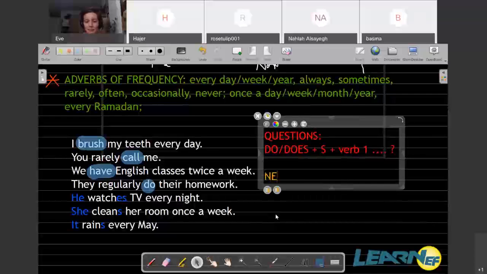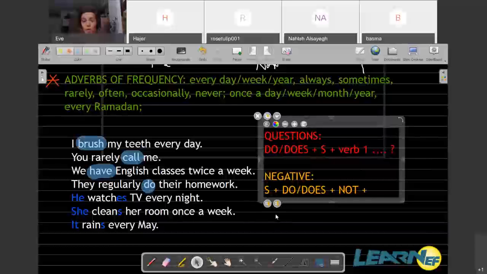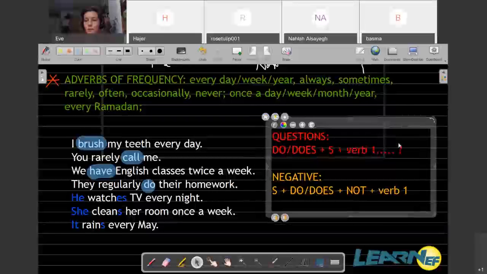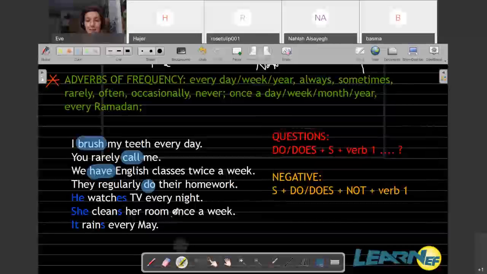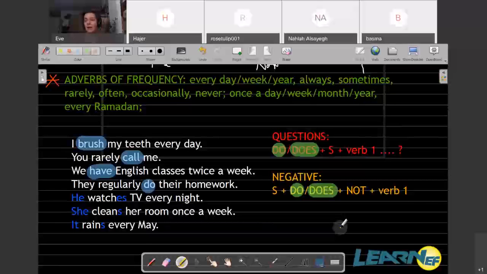While negative sentences are made with subject, do or does, again the auxiliary verb, then not, or doesn't, don't, and verb one. Okay, so this do or does is used only in present simple. That's why it's called an auxiliary verb. Whenever you see it, you know that we are using present simple, because you will see later on that in the past we use did, and in others we use other auxiliary verbs. I don't want to rush it.